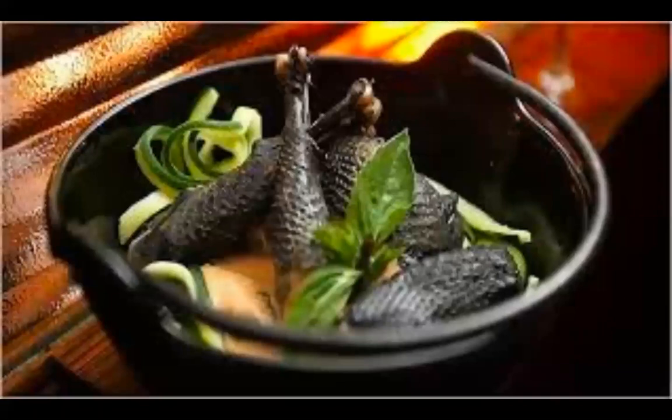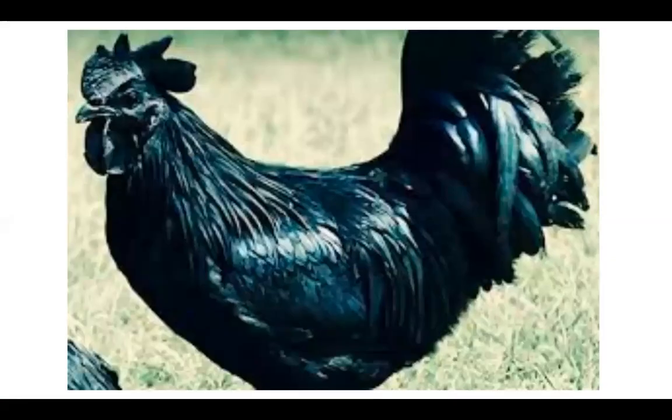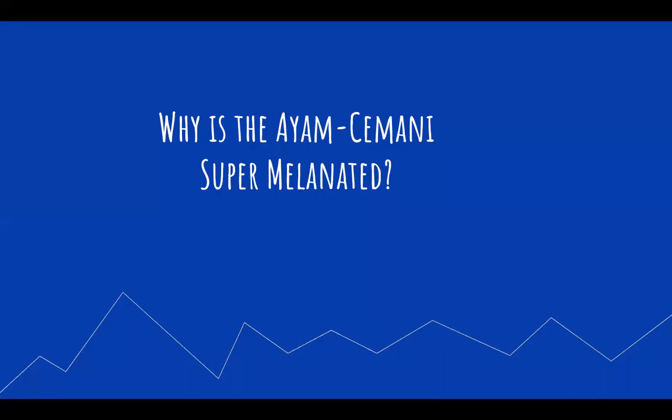When I say inside, I mean meats, bones, and organs. This chicken is called Gallus domesticus, or commonly known as the Madzimoyo. Though there are at least two other chickens, the Silkie and the Cemani, with similar black skin, our focus will be on the Madzimoyo. Why is the Madzimoyo super melanated? To find this out, we have to look into embryology.